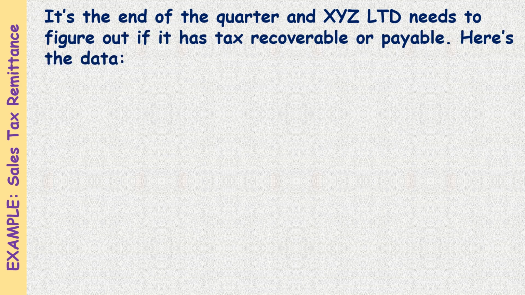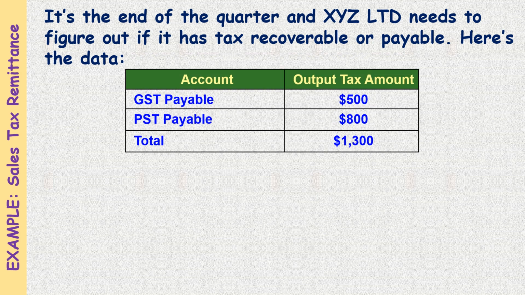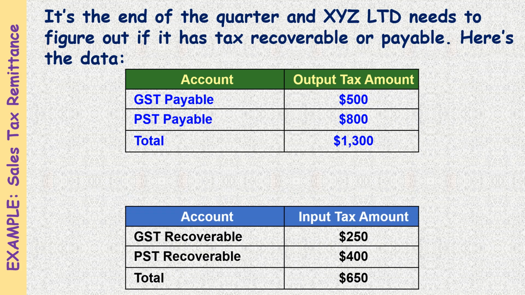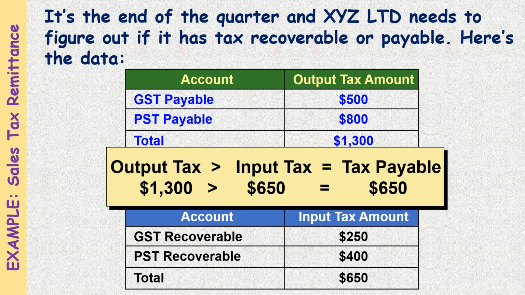Now, here is the information about XYZ Limited. It's the end of the quarter and XYZ Limited needs to figure out if it has a tax recoverable or payable. This is the information of output tax, the tax it received from customers, amounting to $1,300. And the tax that it has paid on its purchases amounts to $650. So in this case, the output tax is more than the input tax. Therefore, there is a tax payable to the government.